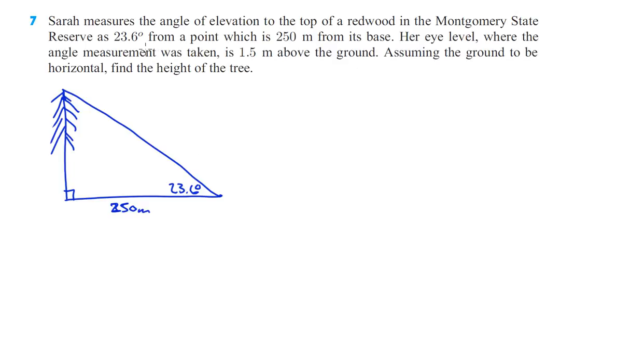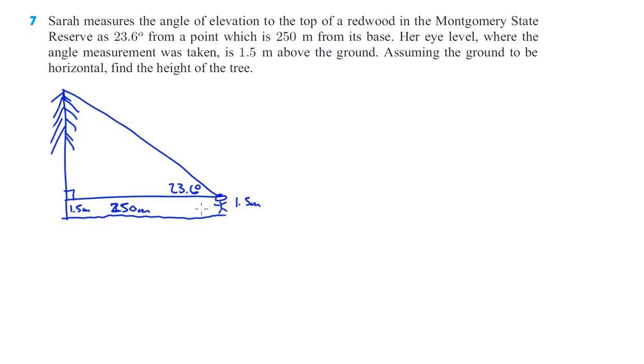Her eye level, where the angle measurement was taken, is 1.5 meters above ground. So basically, here she is, and here's the ground right here, and she is 1.5 meters above it. So this here is also going to have to be 1.5 meters above as well. Assuming the ground to be horizontal, find the height of the tree.